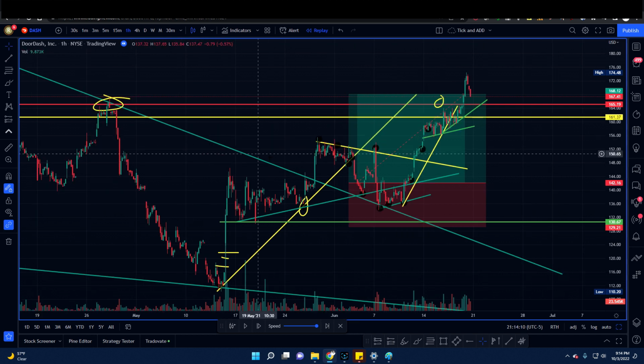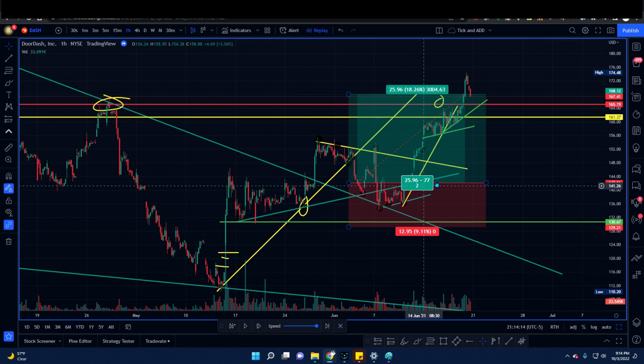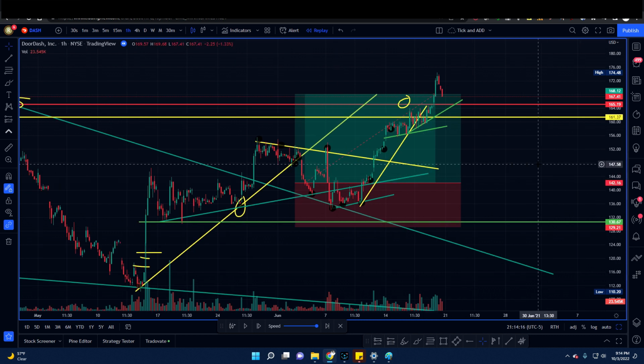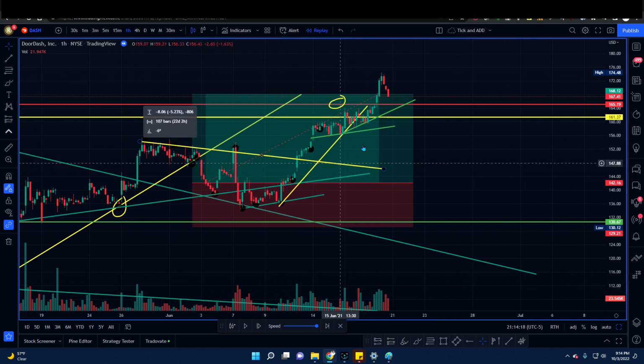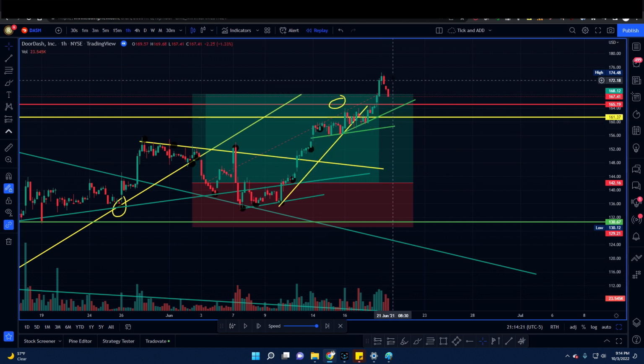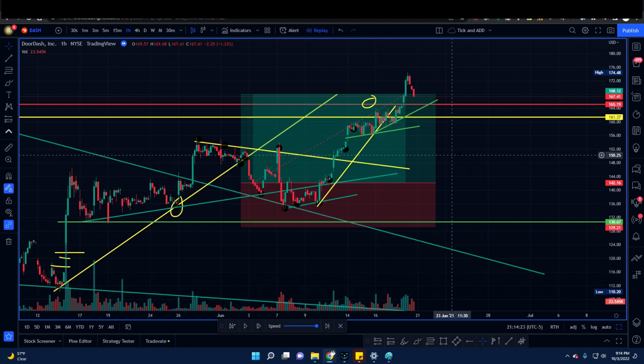Are they green? Do I expect buying at trend lines? Or are they red? Do I expect there to be sellers at trend lines? And based on how it reacts to the trend line, okay, I place my bets.